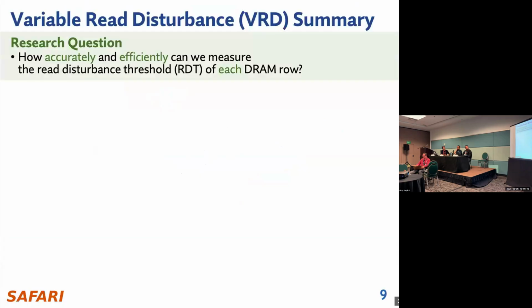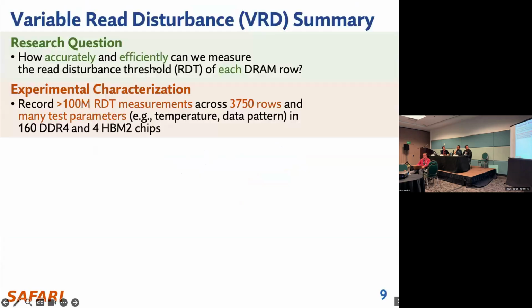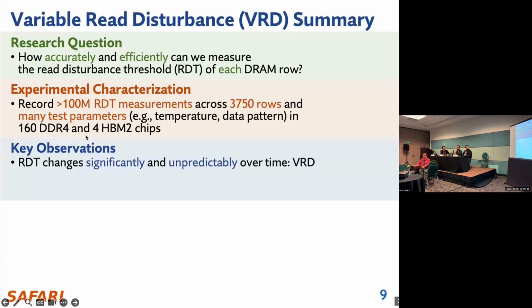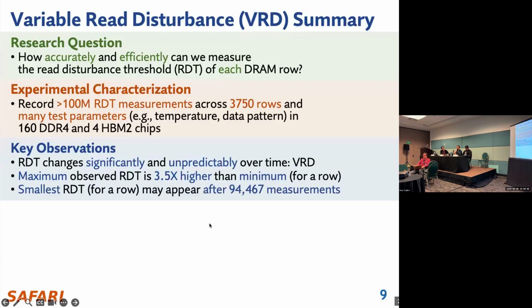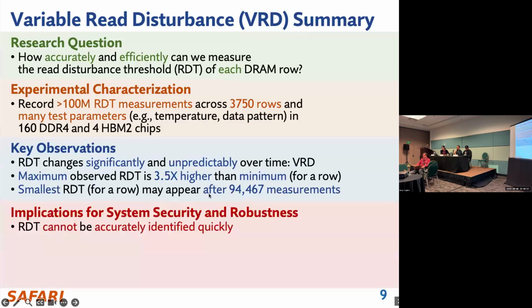So the summary of variable read disturbance, I've already given you this actually. How do we accurately and efficiently measure the read disturbance threshold of each DRAM row? This was the research question we asked. And using our infrastructure, we recorded many 100 million RDT measurements across as many rows as we could, with many test parameters, temperature, data pattern, etc., across 160 DDR4 and 4 HBM2 chips. And we found out that RDT significantly unpredictably varies. Maximum observed RDT is actually 3.5x higher than minimum for a given row. And the smallest RDT may appear after more than 95,000 measurements. So testing for this is actually time consuming.